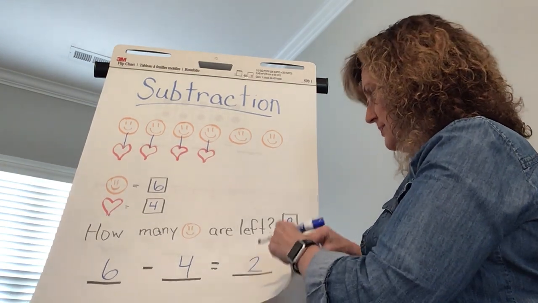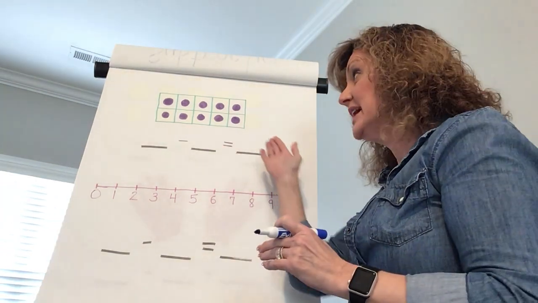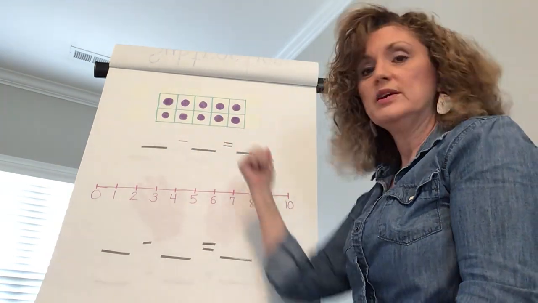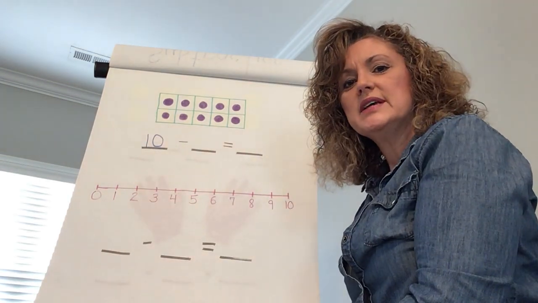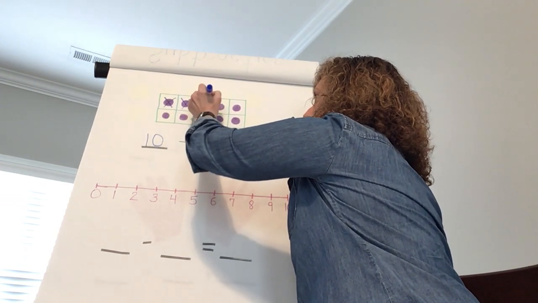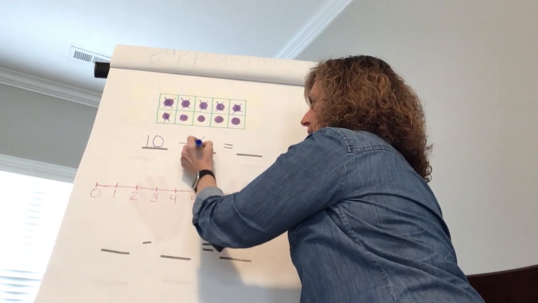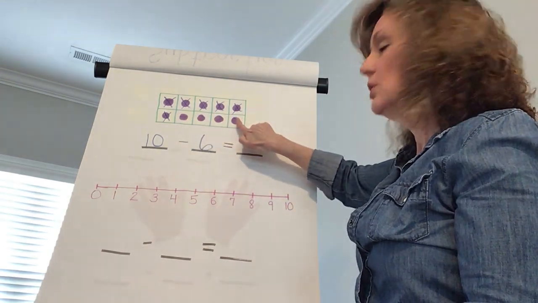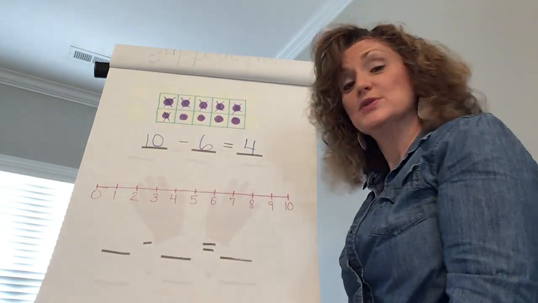Let's look at the next strategy. This strategy is working with 10 frames, and this is a 10 frame, and as you can see, my 10 frame is full. So I'm starting with 10. So let's say I'm going to take away 6 from my 10 frame. 1, 2, 3, 4, 5, 6. So I have 10 minus 6. So how many are left over in my 10 frame? 1, 2, 3, 4. So 10 minus 6 equals 4.